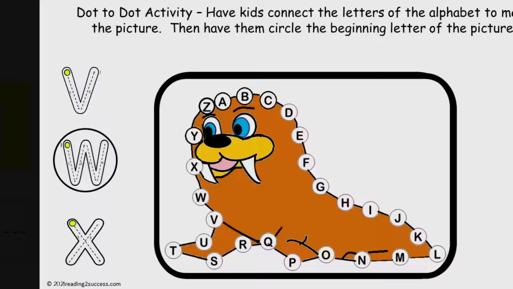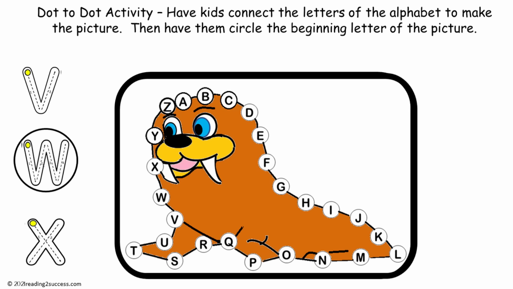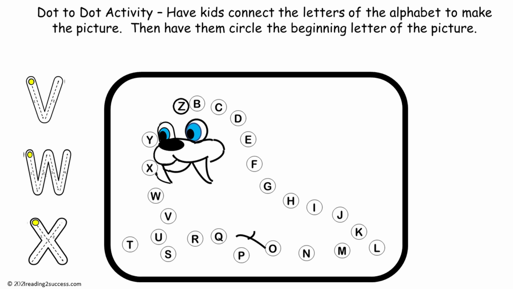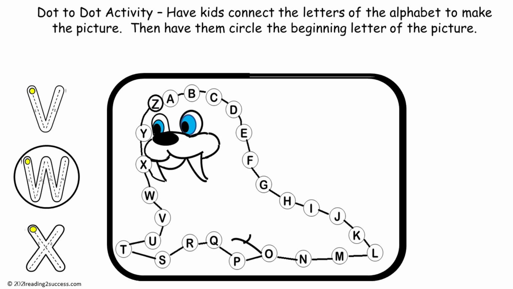Have kids complete the dot-to-dot activity. Have them connect the letters of the alphabet to make the picture. Then have them circle the beginning letter of the picture. This is the dot-to-dot practice page. And this is a completed example. And now kids can color in the walrus.